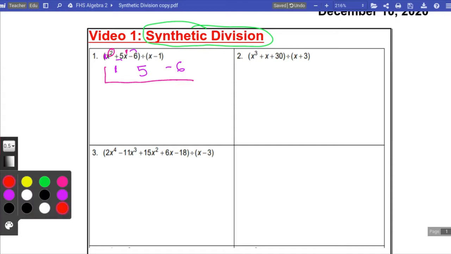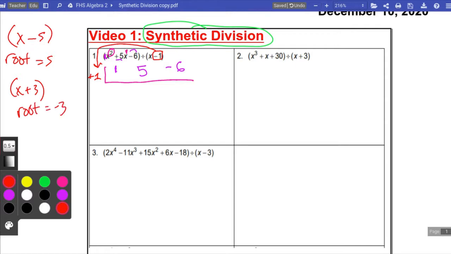All right. Now, what goes on this side is, you see how we have the x minus 1 here? Then you write the roots. The root is the opposite of that, +1. Because if I give you x minus 5, then the root is 5. If I give you x plus 3, then the root is -3, the opposite. So now, what do we do next? First step, you bring this down.